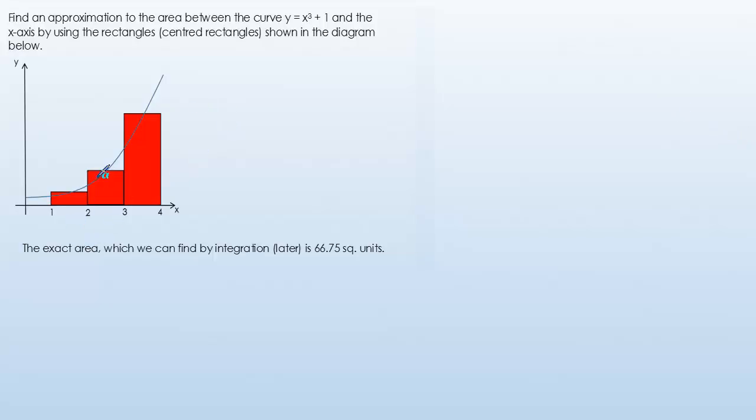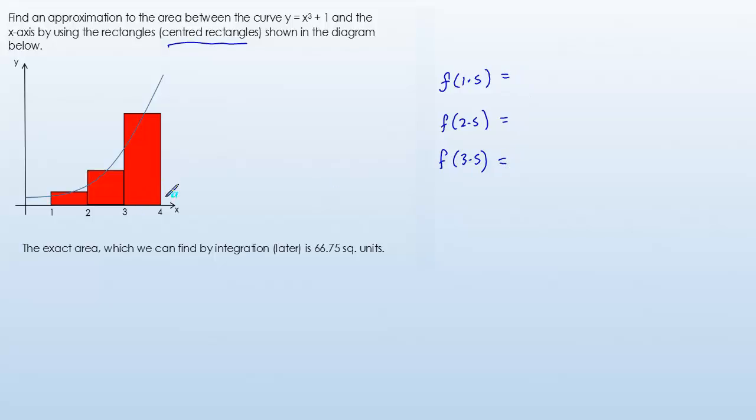So as a final look at this, we're going to actually use centered rectangles. And they're called centered rectangles because the height of each rectangle is at the center. So what we need to know here is f of 1.5, f of 2.5, and f of 3.5.